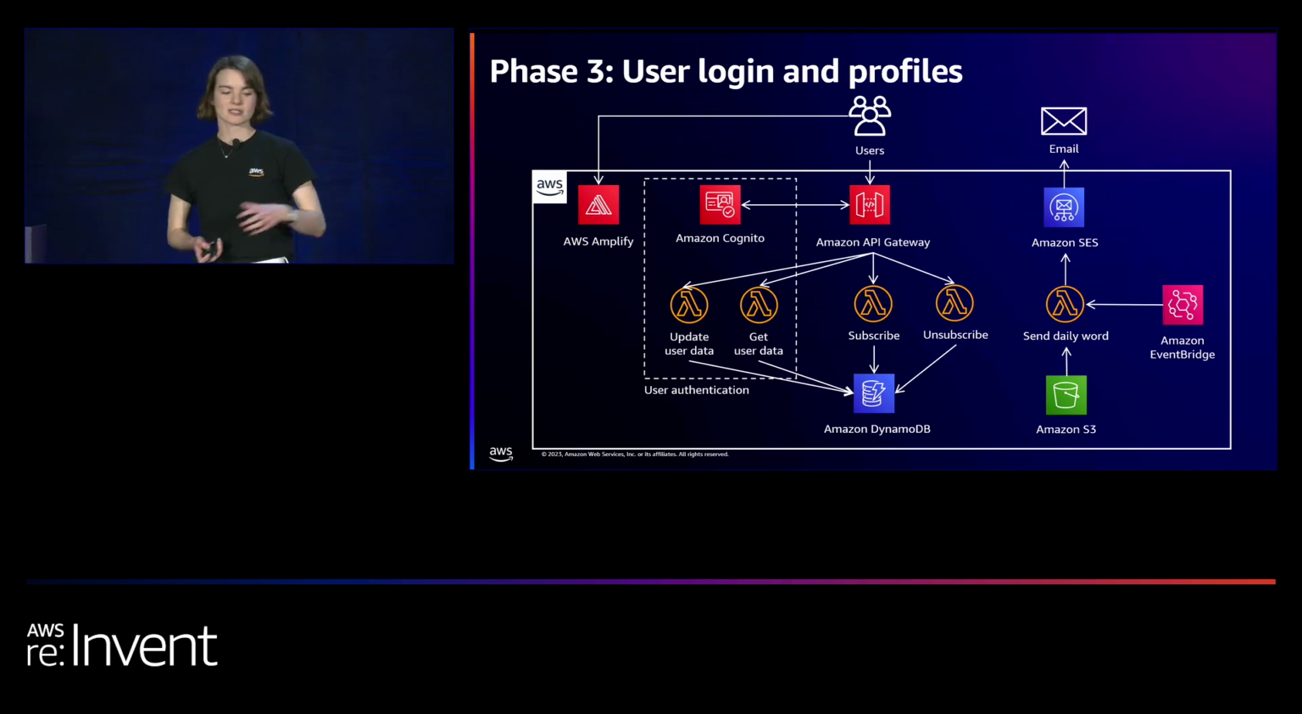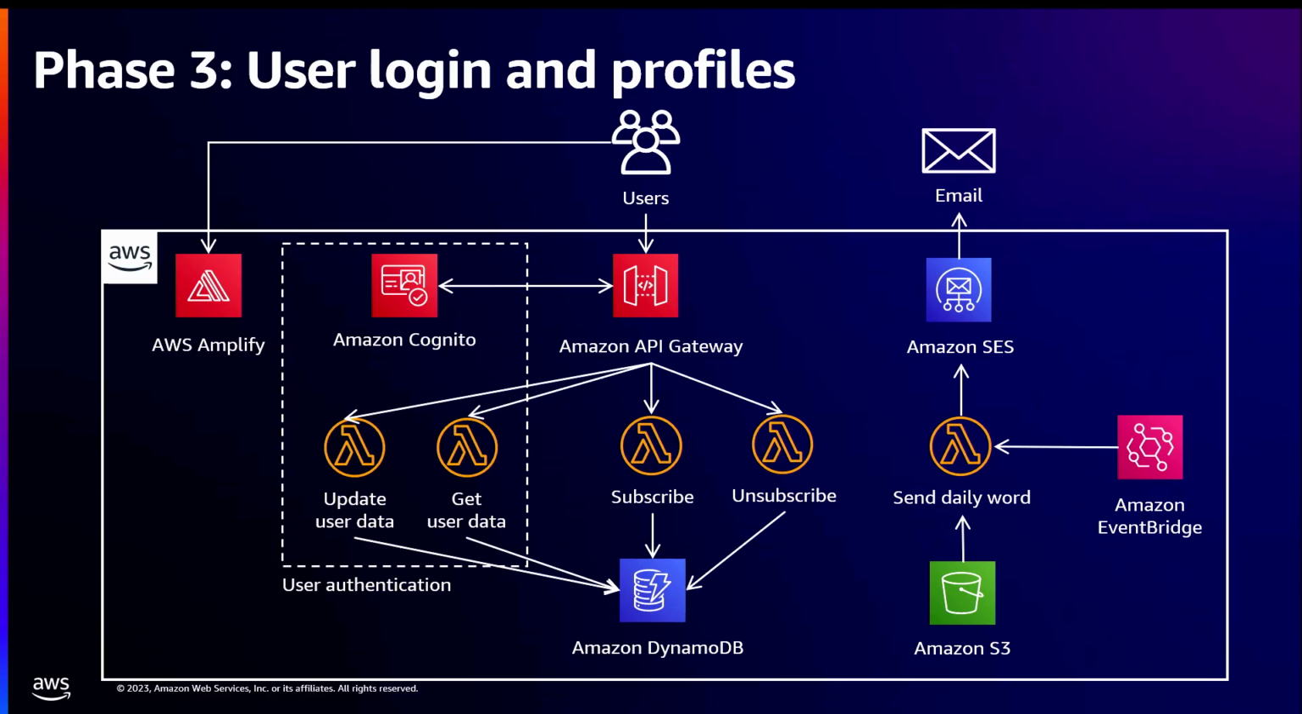So at this point, I saw an opportunity to say, hey, let's make it a little bit more interesting for the users of this application. They have the ability to subscribe and unsubscribe from the emails and Chinese vocab words that they're getting. But why don't we give them the ability to save some data about themselves, so maybe have a user profile, and be able to change their username.